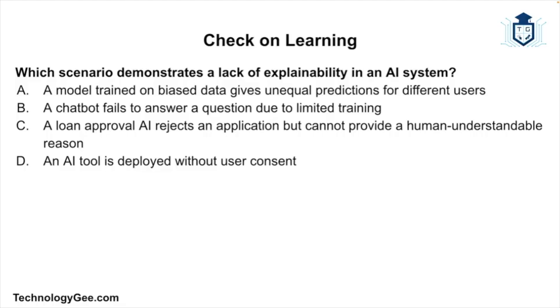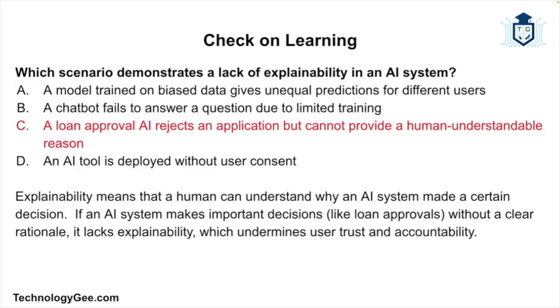Is it a loan approval AI rejects an application but cannot provide a human understandable reason? Or is it an AI tool is deployed without user consent? And the correct answer is a loan approval AI rejects an application but cannot provide a human understandable reason. So, explainability means that a human can understand why an AI system made a certain decision. If an AI system makes important decisions like loan approvals without a clear rationale, then it lacks explainability, which undermines user trust and accountability.